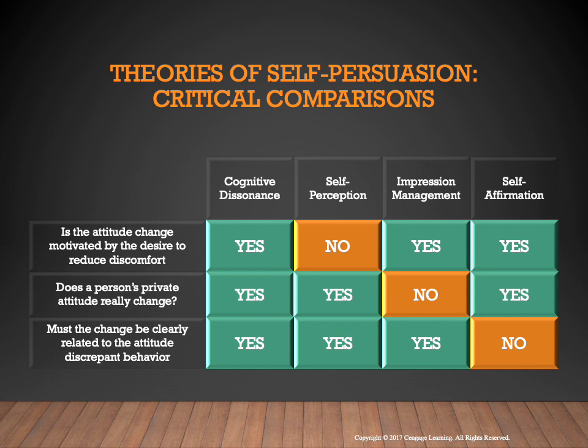Now we're going to compare the other major theories of self-persuasion. Each alternative challenges a different aspect of cognitive dissonance. In self-perception theory, they assume that the attitude change is a matter of inference, not motivation. In impression management theory, they maintain that the change is more apparent than real, reported for the sake of public self-presentation. And finally, self-affirmation theory contends that the motivating force is a concern for self, and that the attitude change will not occur when the self-concept is affirmed in other ways.